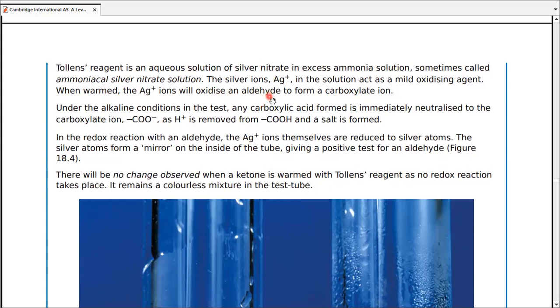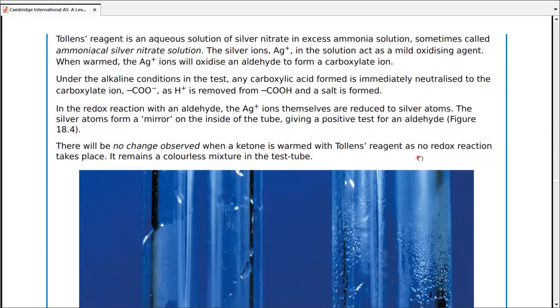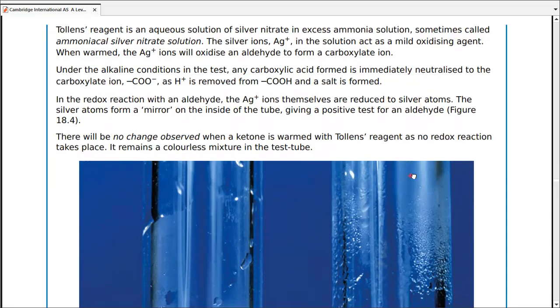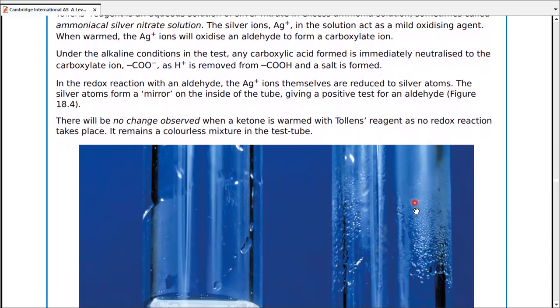It entirely depends upon you. Now, the silver ions, Ag+, in the solution act as a mild oxidizing agent. When warmed, these ions are going to oxidize the aldehyde to form a carboxylate ion. Under the alkaline conditions, any carboxylic acid formed is neutralized to its carboxylate ions. H+ is taken out, it would convert into a salt.